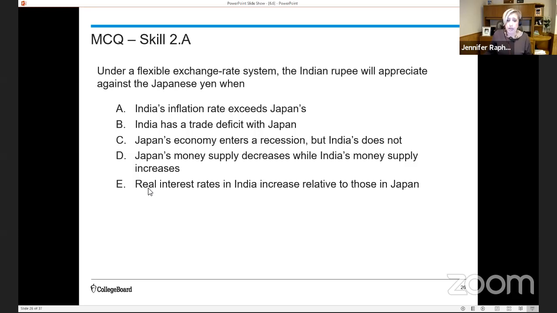Now, when we look at E, if real interest rates in India increase relative to those in Japan, well, that's certainly going to be the correct answer. Not only are all of the others not right, this is going to cause the Indian rupee to appreciate. So E is the right answer to that question. That was a hard one because you did have to reason through the answers and figure out if it would cause an increase or decrease in the desire for the rupee.